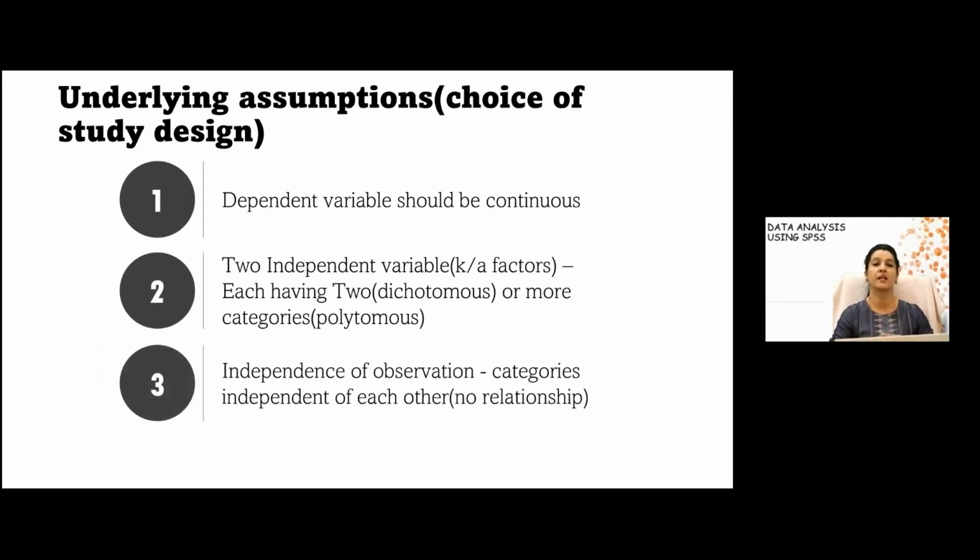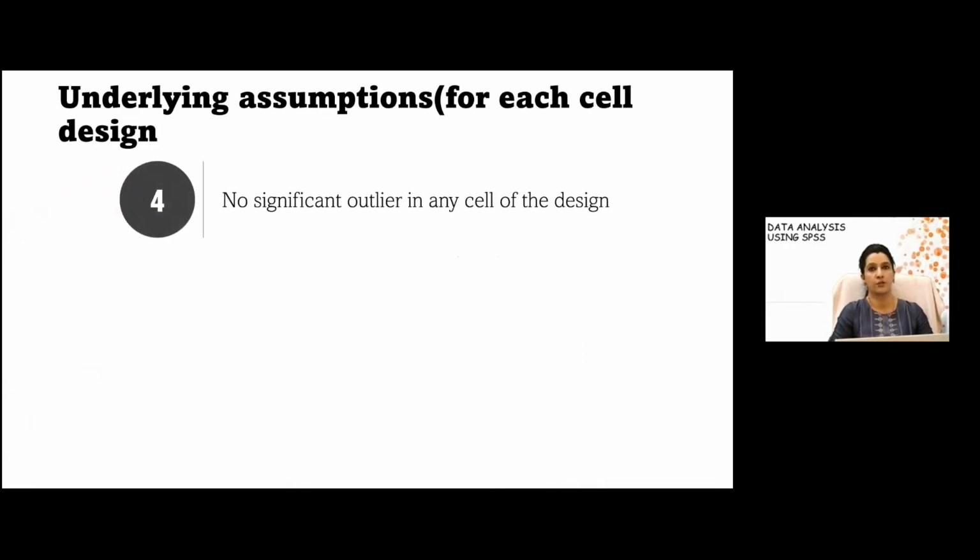Then the third is the independence of observations. By this time, we know what we mean by independence of observation. That means if you have taken one person in one category, he will not be counted in another; if you're taking one person as a control, he will be in control, he will not be in the cases. That's a study design issue. Then the fourth assumption is that there should not be any significant outlier. Here, I will not say across category; here, I will say in any cell of the design. And we will see how to check for that.